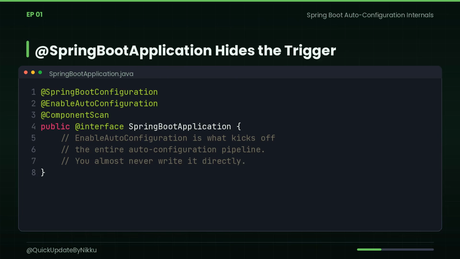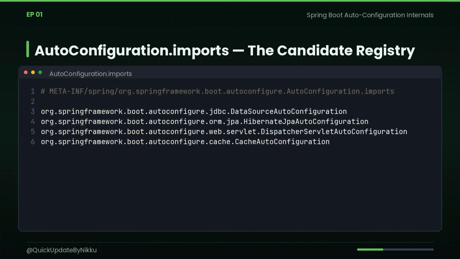The other 2 annotations handle configuration class detection and component scanning, which are separate concerns. This is the registry file introduced in Spring Boot 3. It lives under META-INF/spring inside the AutoConfigure jar, and each line is a fully qualified class name that AutoConfigurationImportSelector will load as a candidate. In Boot 2 the equivalent was the spring.factories file under the key EnableAutoConfiguration. The format changed but the concept is identical, a flat list of candidates to be evaluated.